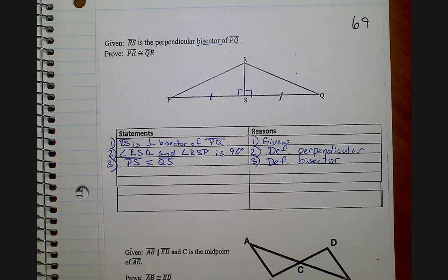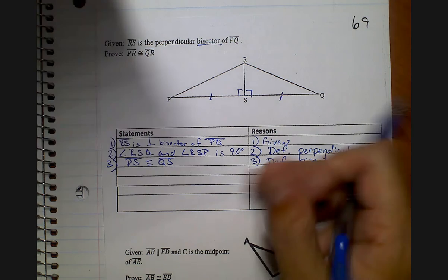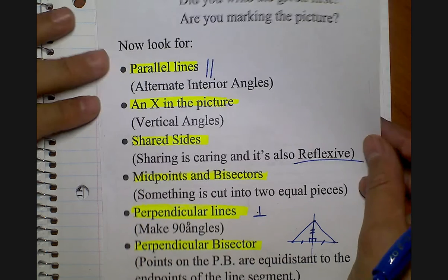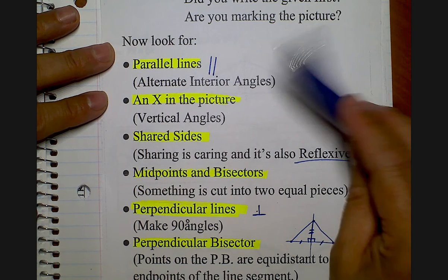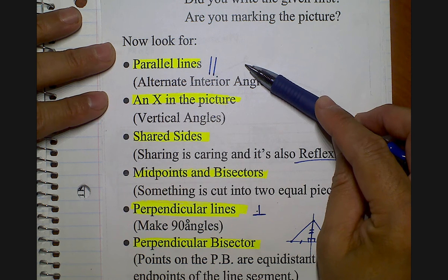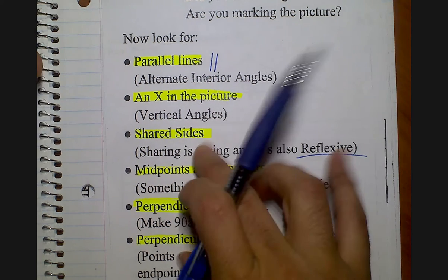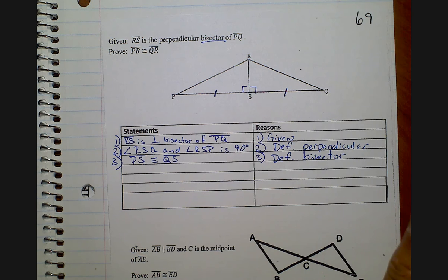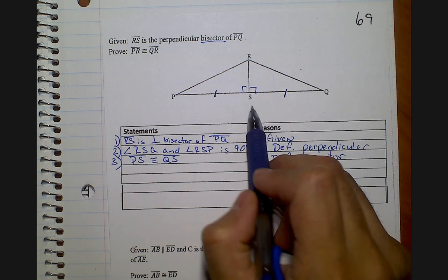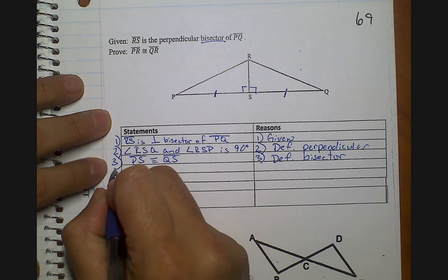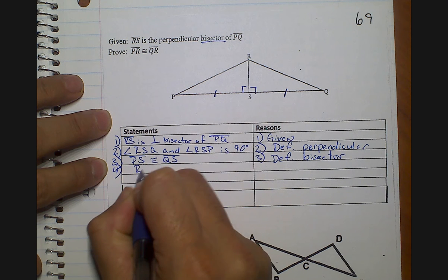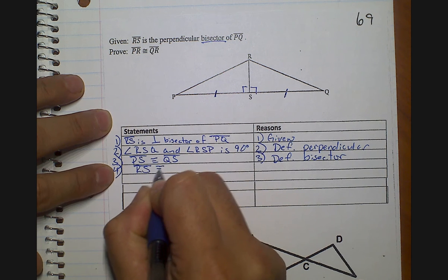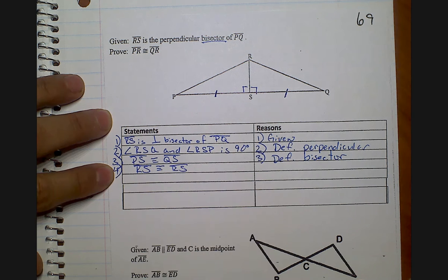What other information do I have? Let's look at the checklist. What other information do we have? Do we have parallel? No. No? I have shared side. Thank you. I have shared side, don't I? Which one's shared side? RS, right? So both triangles have RS in it. So for step 4, I could say that RS is congruent to RS.